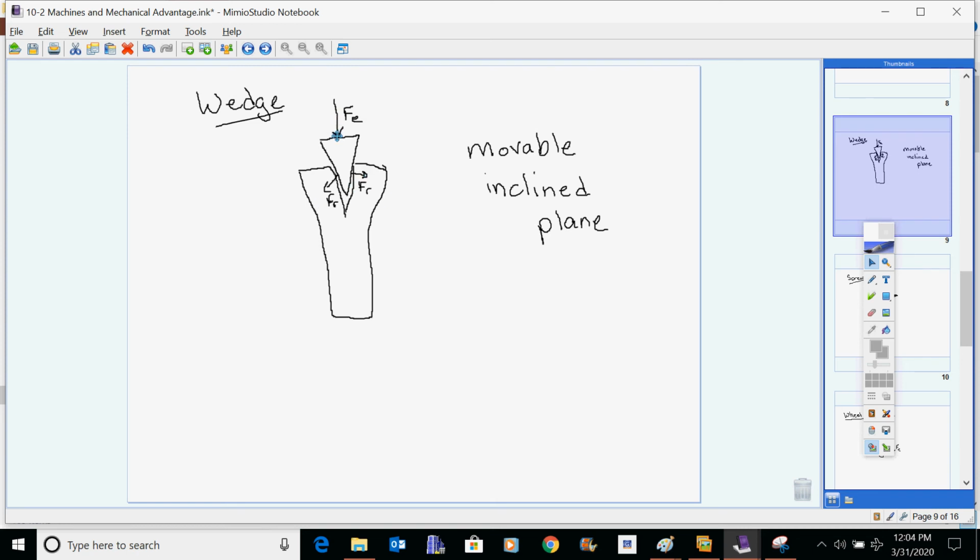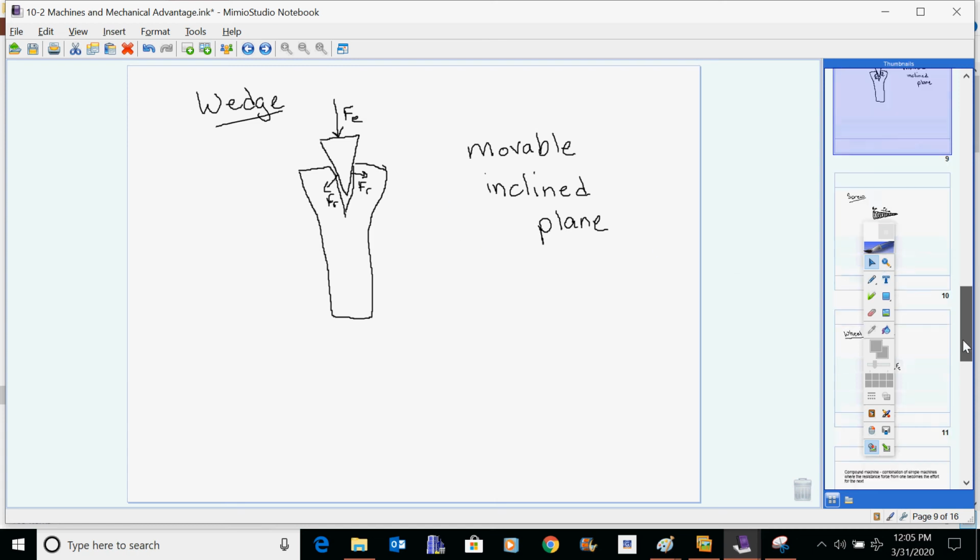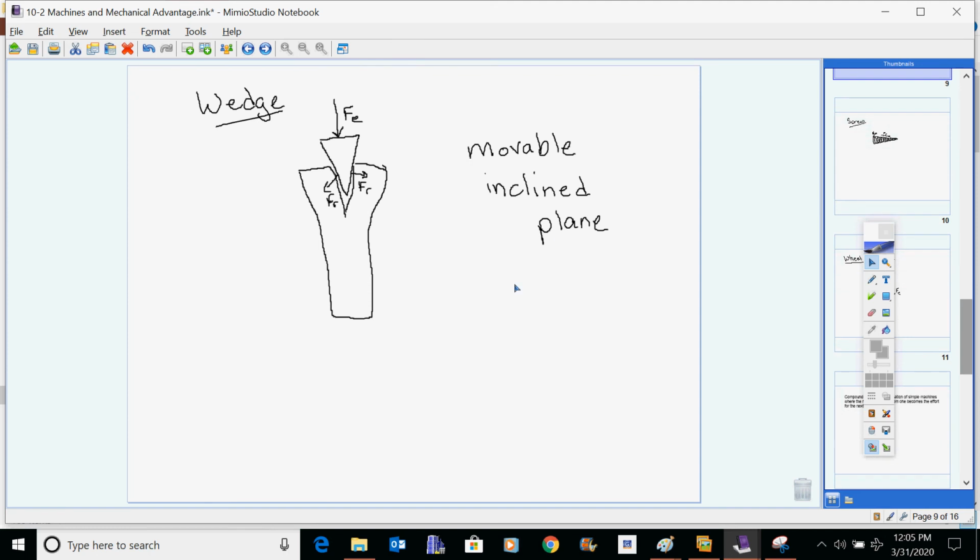Now what happens is the effort force is this way, which would mean that the distance would be this way. So you're pushing this down this way, and what it does is it changes the direction of the force to be going out this way, and it might be going just a smaller distance so that it can magnify the force. It splits it in two different directions, and it can also change the direction of the force, which is very, very helpful. So this would be a wedge in how it works.